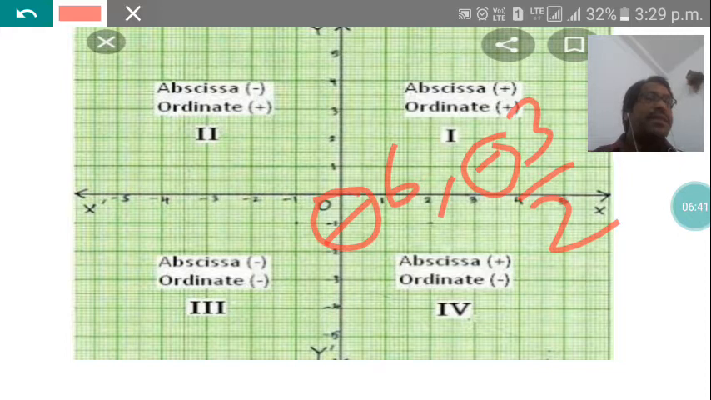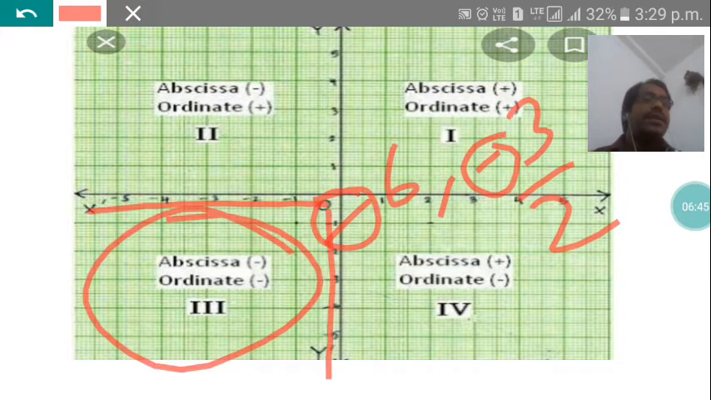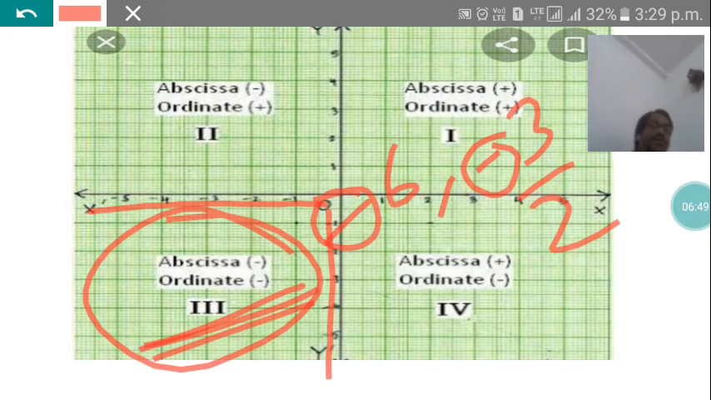X is negative means in that direction, Y is negative means in that direction, so the point is in this direction. So this is quadrant number 3. In this way we just find out in which quadrant the point is lying.